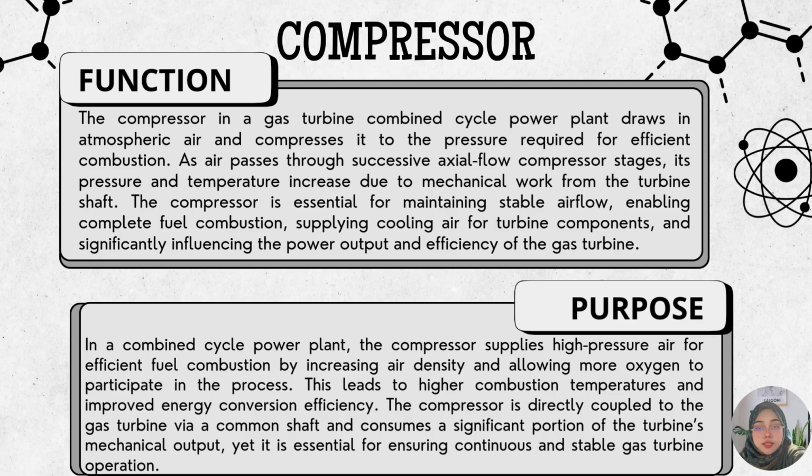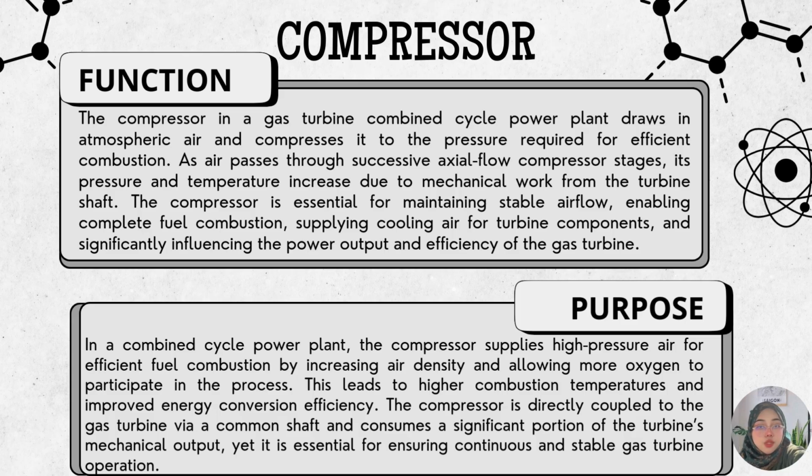So for this slide, I will present about the function and the purpose for the compressor. The function of the compressor in a gas turbine combined cycle power plant is to draw in atmospheric air and compress it to the pressure required for efficient combustion.